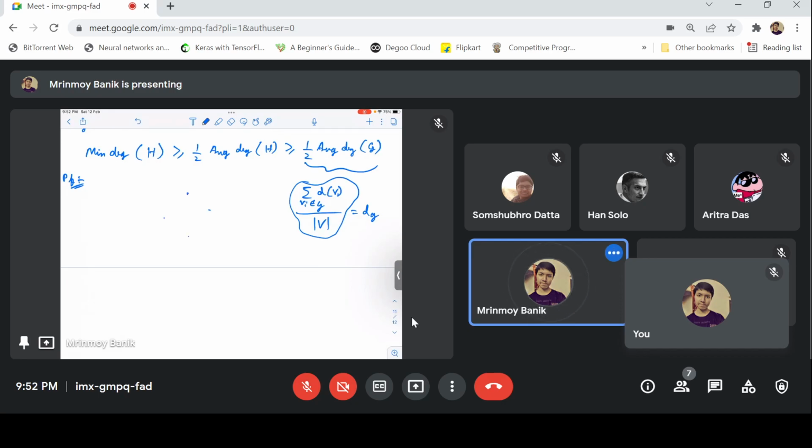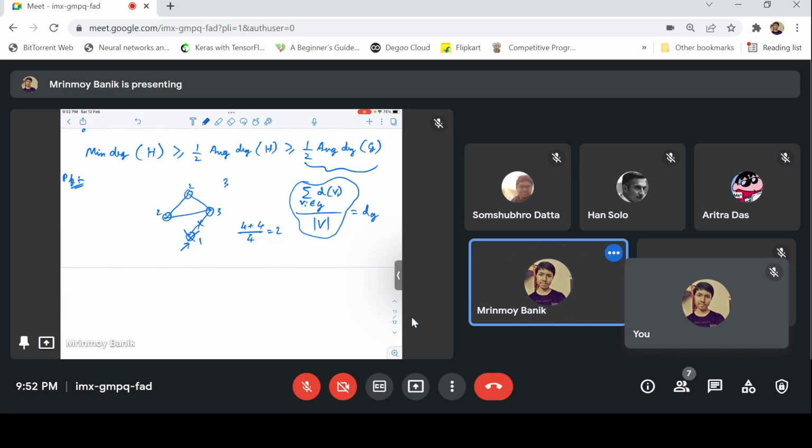So suppose, in this graph, the degrees are 2, 2, 3, and 1. So the average is (2+2+3+1)/4, which is 2. Now this vertex has a degree less than 2. We remove this from the graph. So we also have to remove the edge.